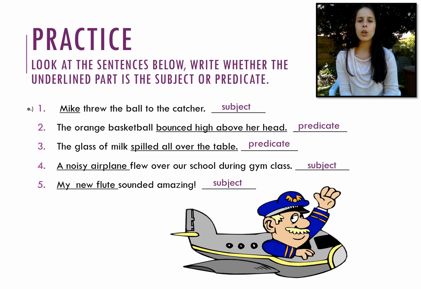Number 3, the glass of milk spilt all over the table. Spilt all over the table is a predicate because remember there I've got my verb and my object. So that's another way of making sure you've got it right.